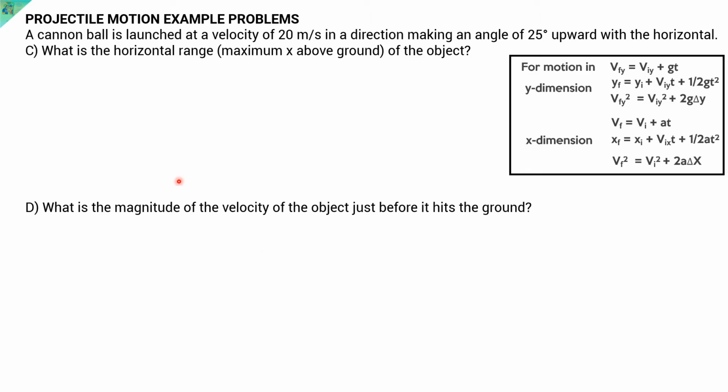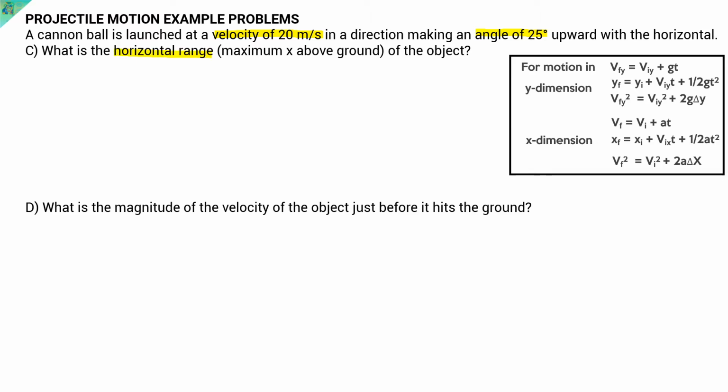For our third question, again, these are all connected problem sets, kaya A, B, C, D. But we still have the same situation here, whereas, let's analyze. We still have a cannonball launched at a velocity of 20 meters per second in the direction of 25 degrees upward with the horizontal. Our question now is, what is the horizontal range? Okay, what is the horizontal range?